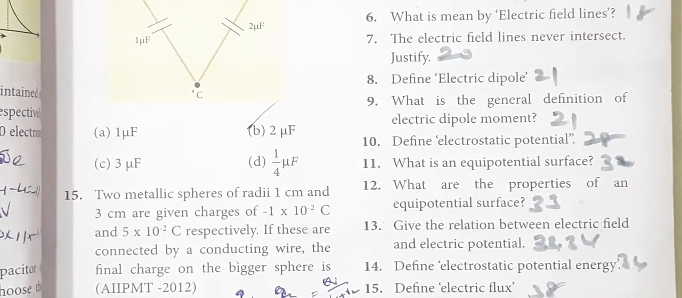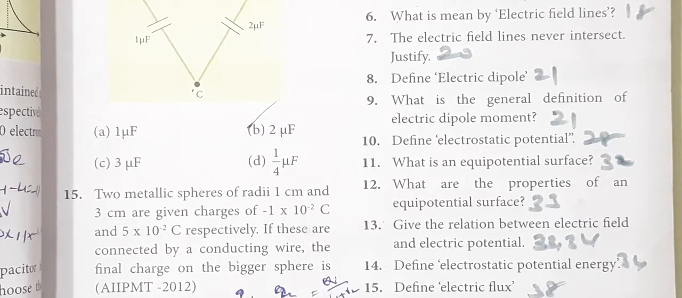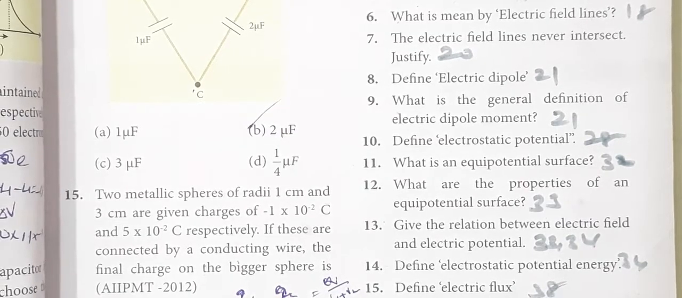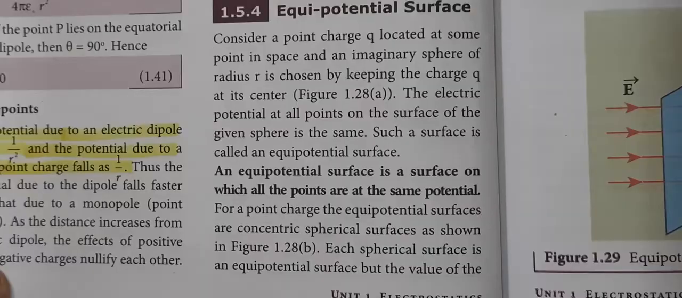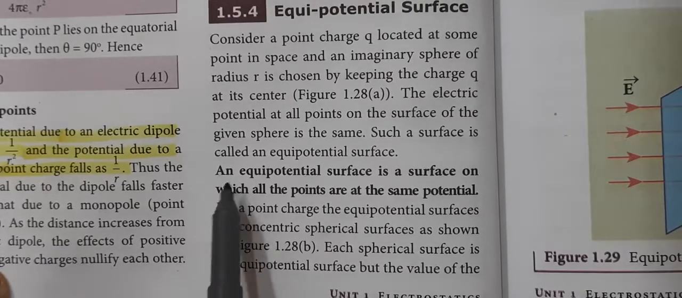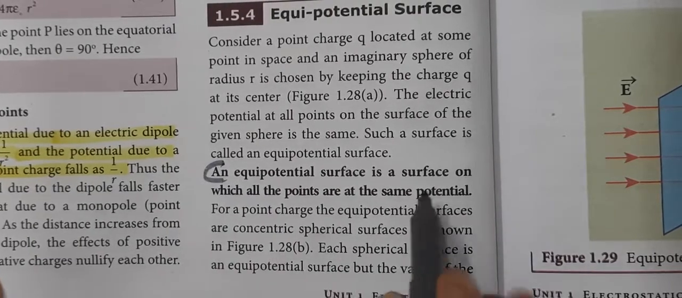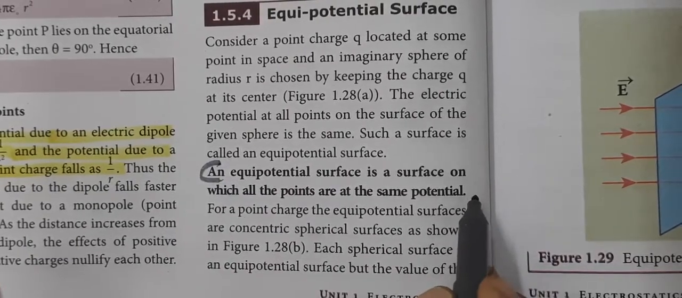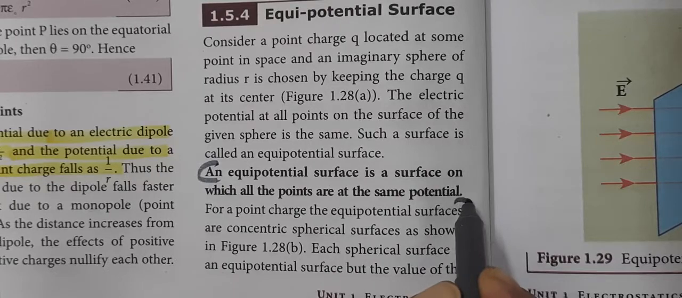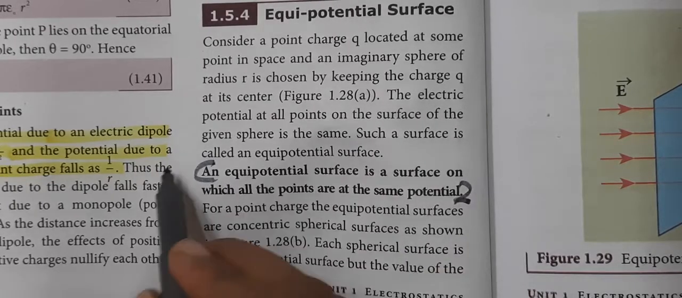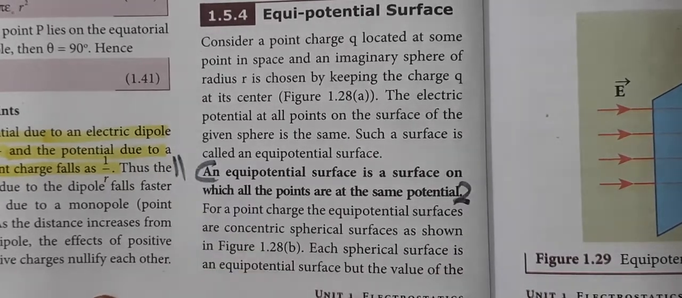The next question is, what is an equipotential surface? This is in page number 32. Page number 32, an equipotential surface is a surface on which all the points are at the same potential. So this is question number 11.